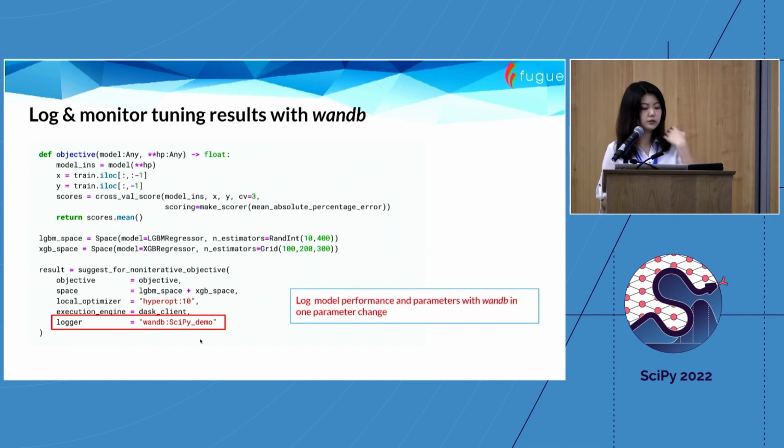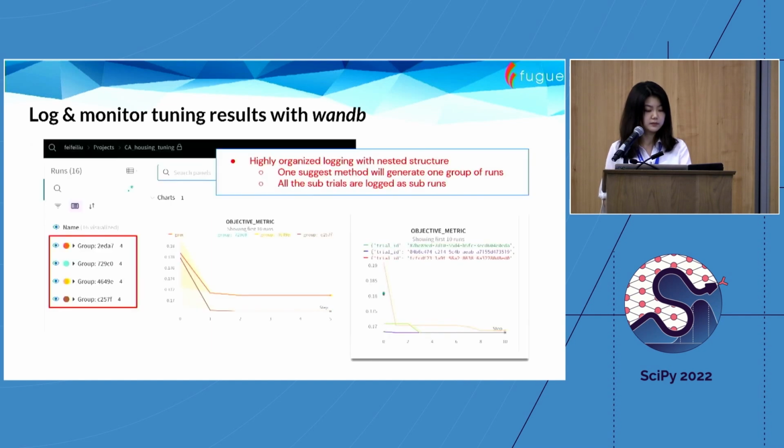For example, to automatically track all the model scores and parameters with Weights and Biases, we just need to set the logger to Weights and Biases and give it a project name. And there's no code change in your model training flow or anywhere else. And in addition to its highly abstracted user interface, Tune's autologging is also very well organized.